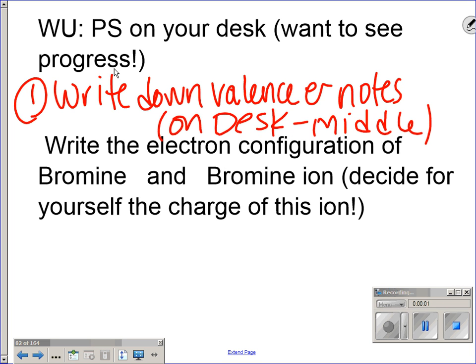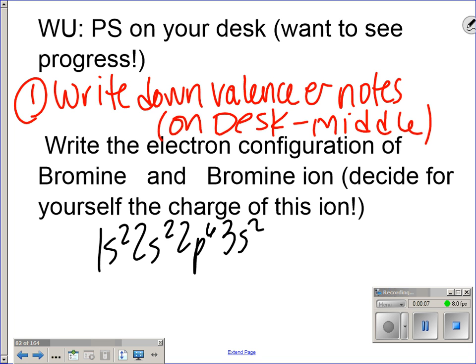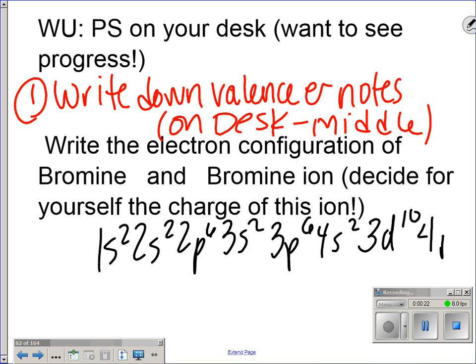3s2, 3p6, 4s2, 3p6, and 4p5. 1s2, 2s2, 2p6, 3s2, 3p6, 4s2, 3d10. Nice. Okay, so you went from 4 to 3, right? You're remembering that when you hit the d block, you drop down an energy level, and then 4p5, right? Okay. So give me a thumbs up if you made it to bromine.